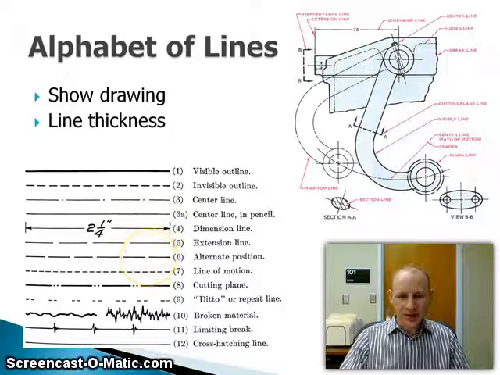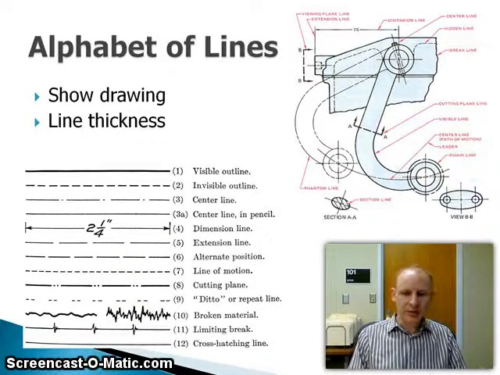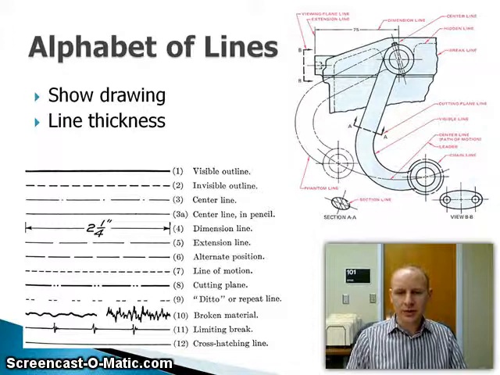There's also a dimension line here to identify the dimensions. You can see the variation in terms of the line thickness. Our object lines up here at the top are going to be dark, thick lines, and as we work our way down, you can see our center lines or dimension lines are a little bit thinner. And as you look your way down, we have a variety of other different lines that we use.